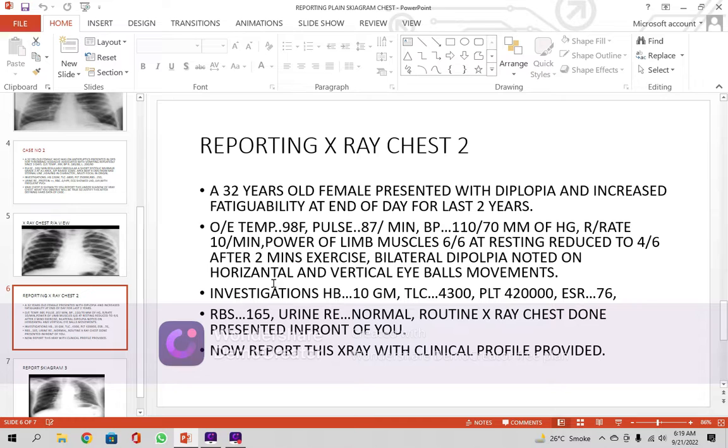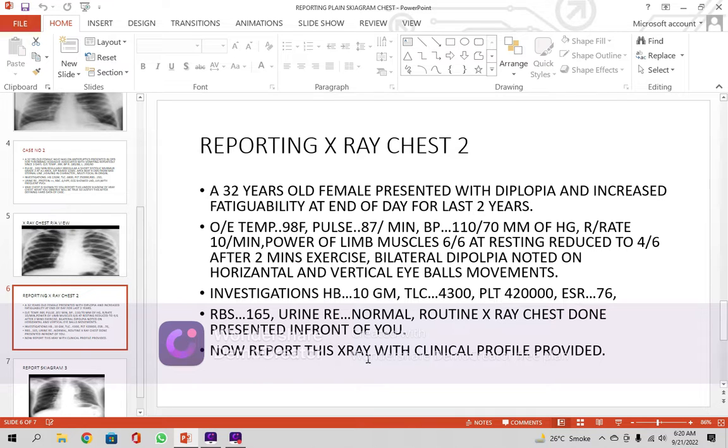After physical exercise of 2 minutes, the power is decreased. Diplopia was noted on horizontal gaze and vertical gaze or eyeball movements. Now investigations: hemoglobin is 10 gram, TLC is 4,300, platelet count 420,000, ESR 76 is raised, and RBS, blood sugar, was 165. It is borderline; you can do the OGTT in this case to diagnose whether it is associated with diabetes. Urine RE was normal and a routine X-ray chest was done, and it is presented in front of you.